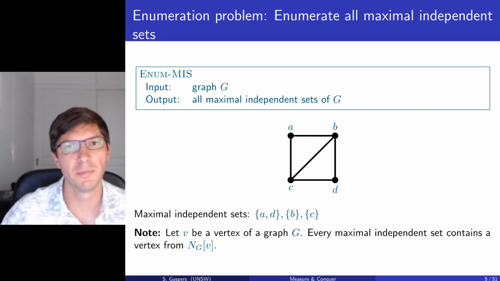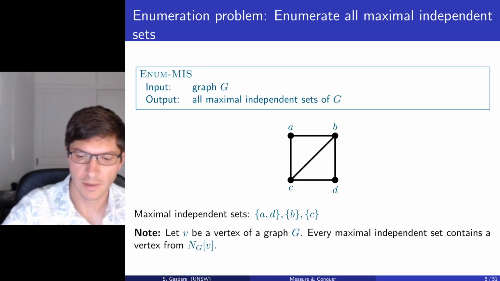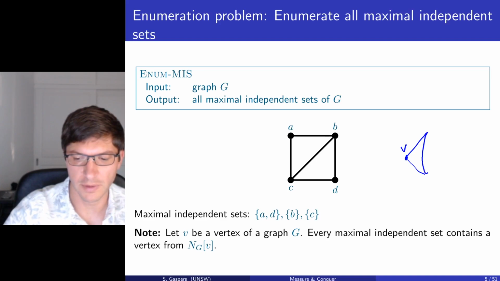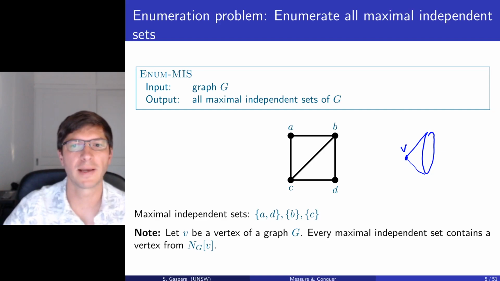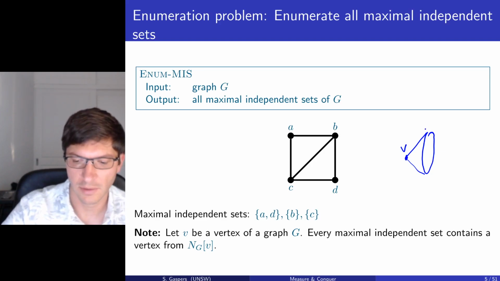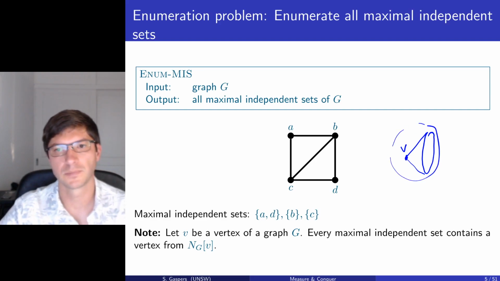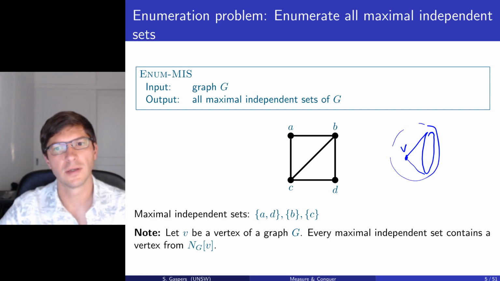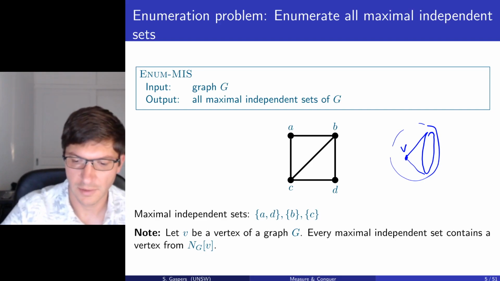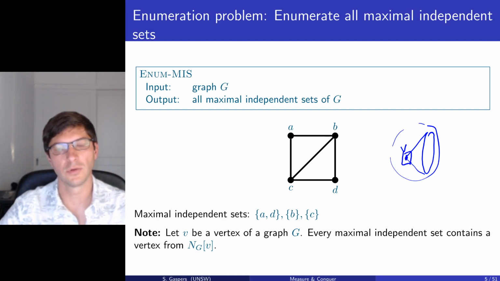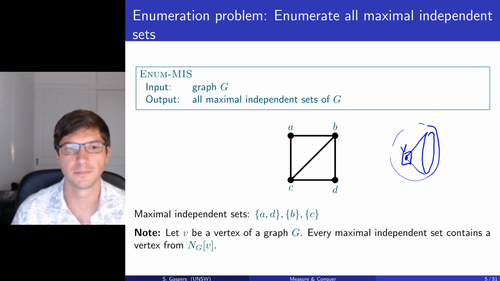Our algorithm will be based on the following observation. If we look at the closed neighborhood of a vertex V, so V and all its neighbors, then we observe that every maximal independent set contains at least one vertex of this closed neighborhood. This is because if we have an independent set that contains none of these vertices, then we could add V to this independent set. So the first independent set was not maximal.